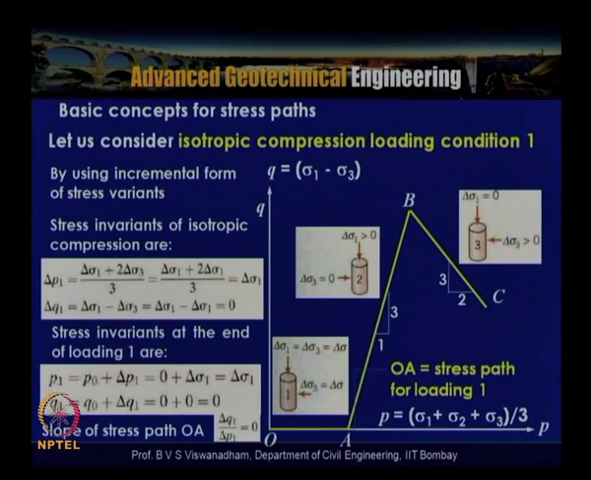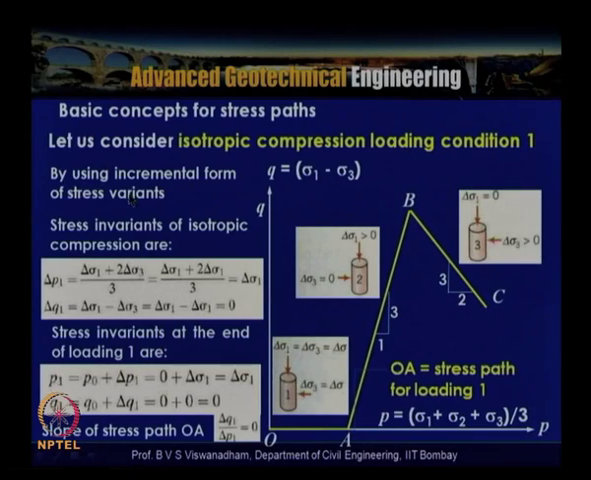So let us consider an isotropic compression loading condition, loading one. This is the isotropic loading condition, where delta sigma 1 and delta sigma 3, that is the vertical stress and the horizontal stress, are both the same. In this chart, p is equal to sigma 1 plus sigma 2 plus sigma 3 by 3, and q is equal to sigma 1 minus sigma 3.